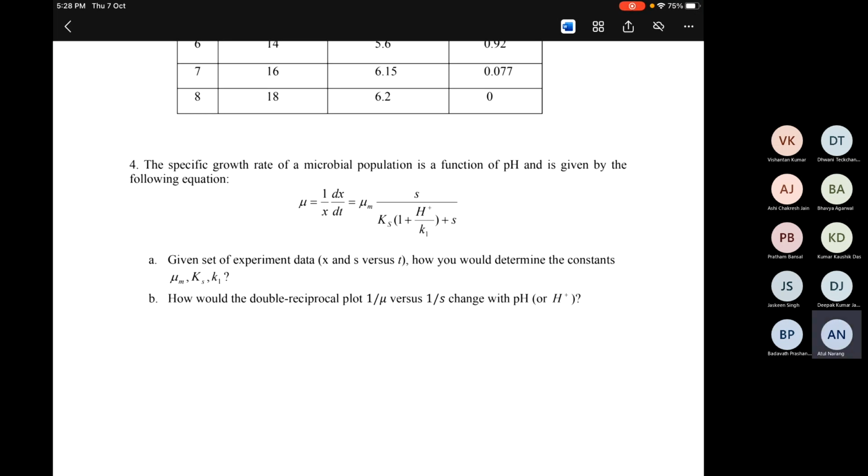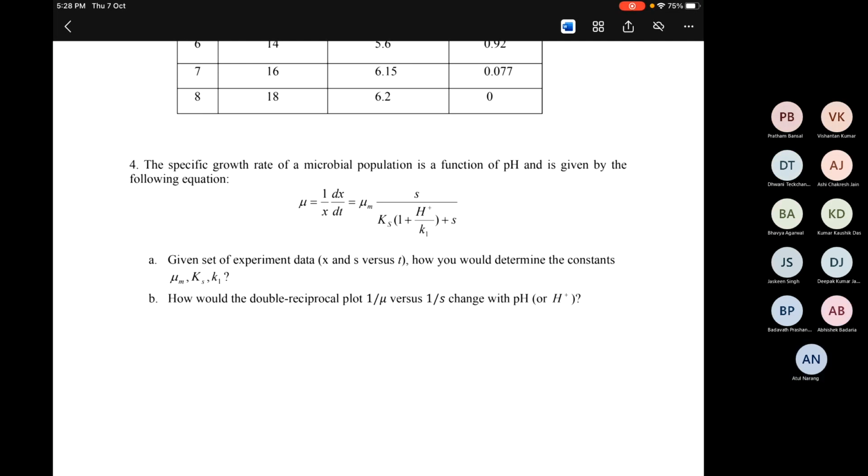First of all, determining mu_m is pretty straightforward, right? That part is obvious. I did not elaborate on that. Is that correct? Yeah. Now, in principle, once you know mu_m, then the task at hand is to find out Ks and K1. That correct? Yes. These are the two remaining constants.